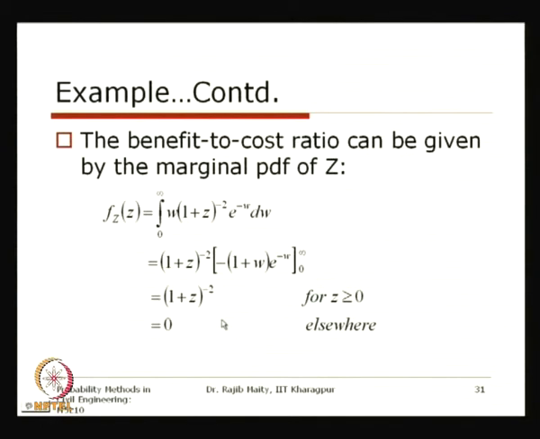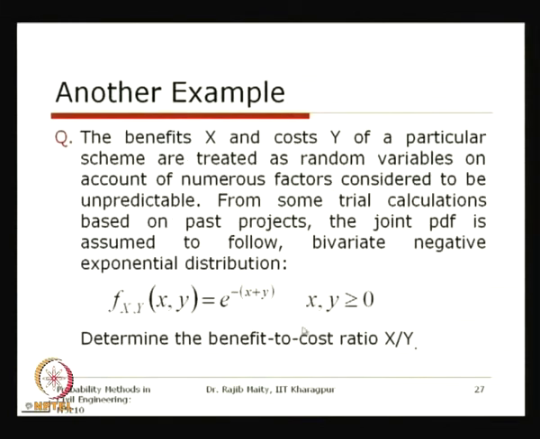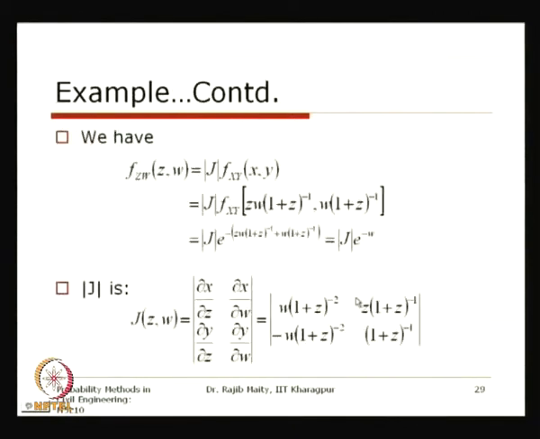Now, when we want to know the density of z only, because z is the benefit to cost ratio, we have to calculate its marginal. When calculating the marginal, the other variable has to be marginalized out by integrating over its entire range, which is 0 to infinity. When expressing this, we are supposed to write that z, w is greater than or equal to 0 as the support. I hope it was mentioned earlier that x, y is greater than or equal to 0. This is its support.